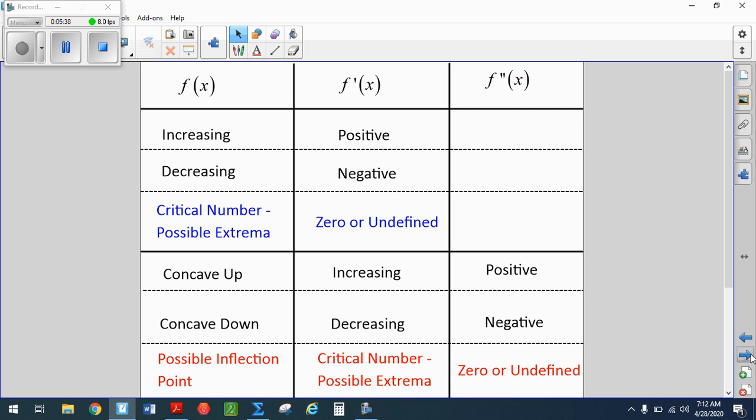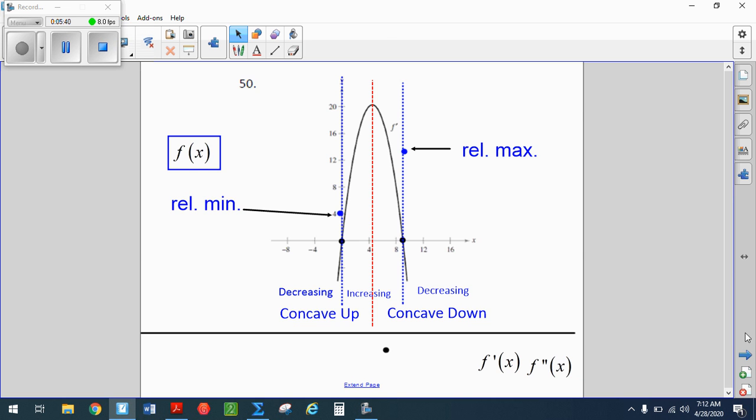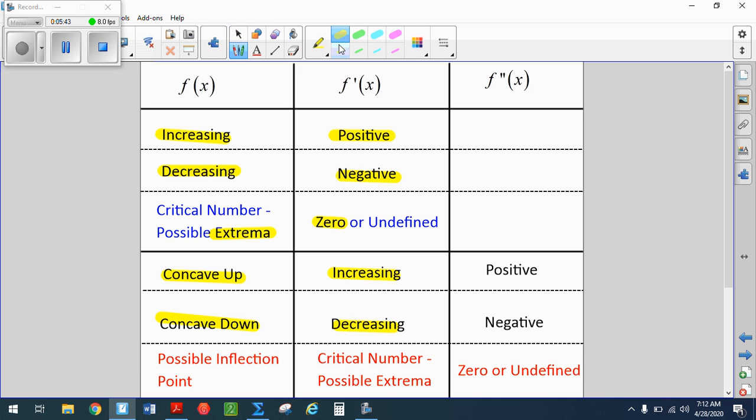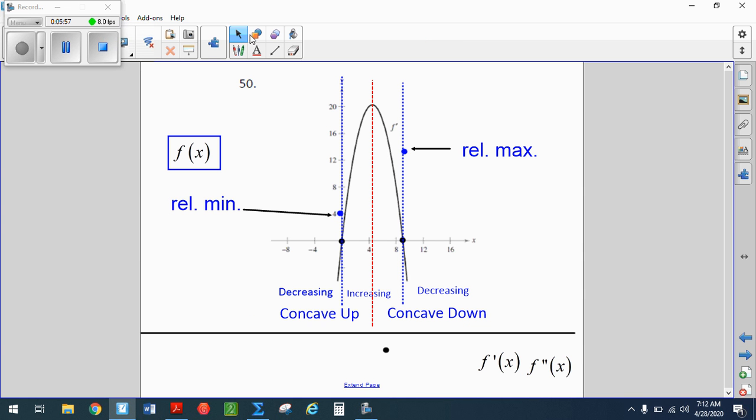And then also where that changes between concave up and concave down, right? We have an inflection point, which is happening at the extrema of the derivative. So the extrema of the derivative is giving me an inflection point on the original function. So there's a relative max here. It looks like it's about 4, 20. That means I'm going to have an inflection point at x equals 4, or about 4 somewhere.